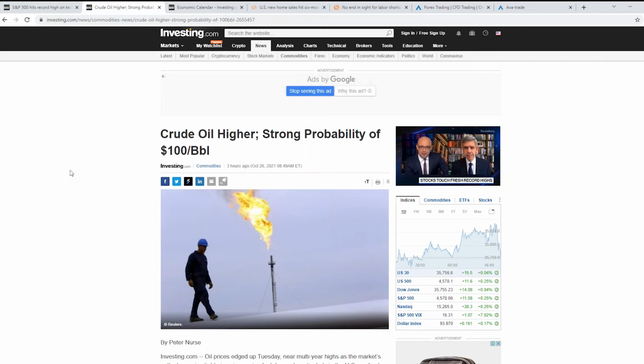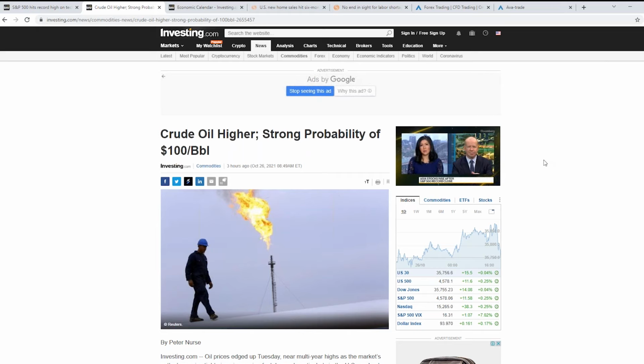Okay, crude oil higher. Strong probability of $100 per barrel. Well, that's interesting. Goldman Sachs called it a couple weeks ago. They said they expected 95 a barrel, something like that. And so this headline kind of agrees with that, and so do the charts so far. It hasn't reached 100 a barrel or 95, but oil is bullish today. And so that also is a little bit different.